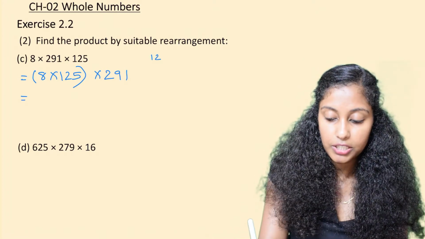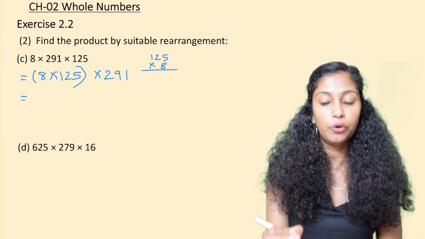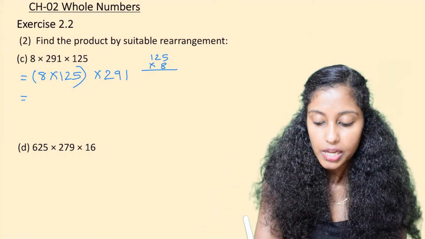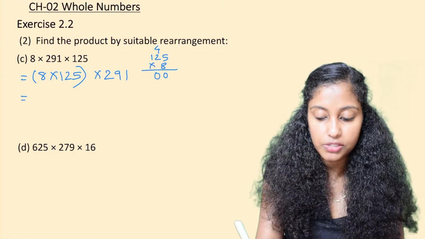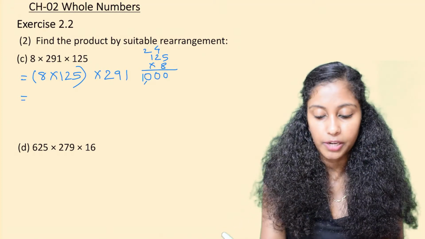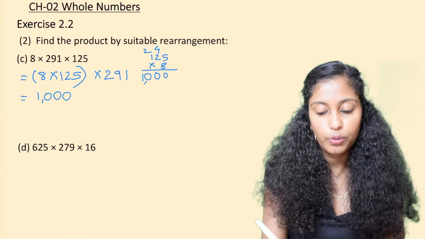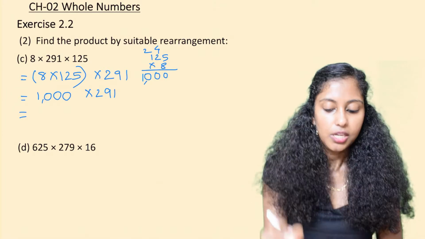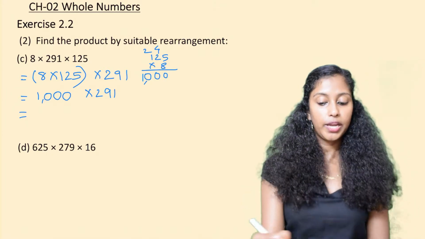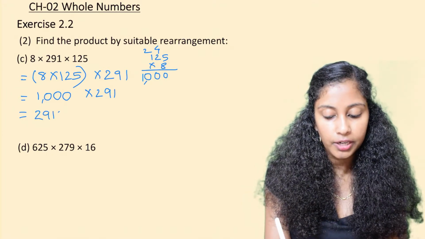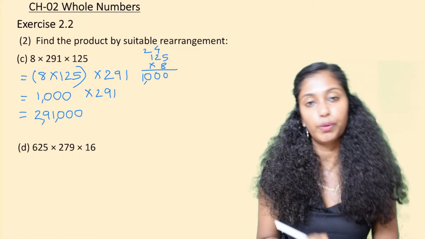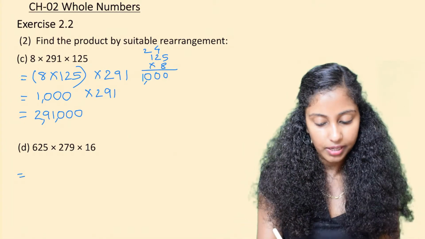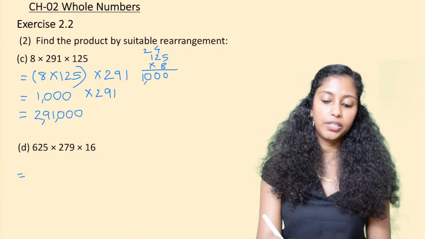When we multiply 125 by 8, we know verbally 8 5s are 40, so we get 0 in the units place. 8 5s are 40, 8 2s are 16 plus 4 is 20, 8 1s are 8 plus 2 is 10. So 8 multiplied by 125 is equal to 1000, multiplied by 291. Now by the identity property, 291 multiplied by 1 is 291, and then we copy 3 zeros as they are, so we get 2,91,000.